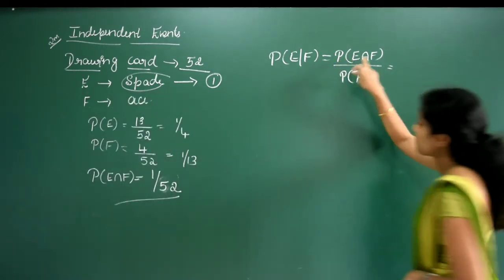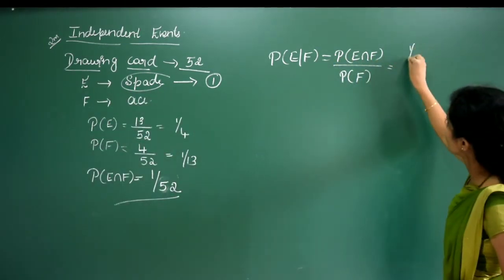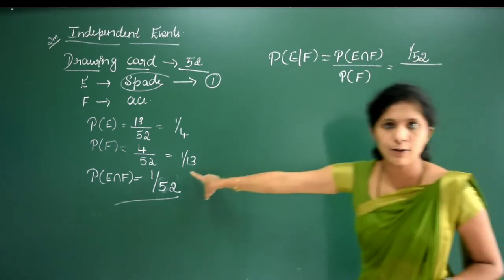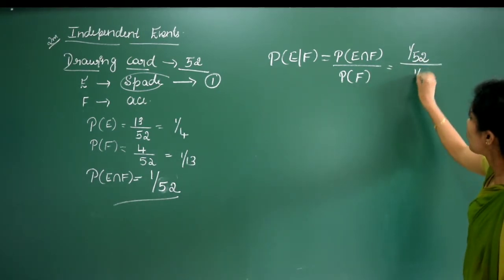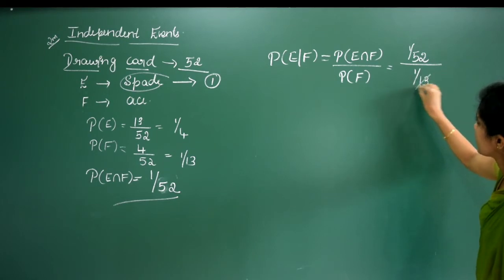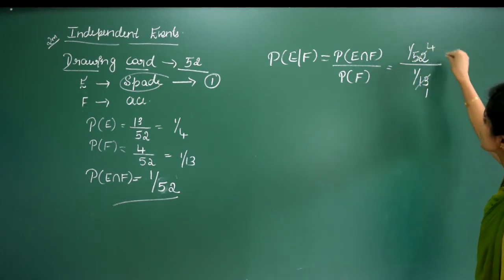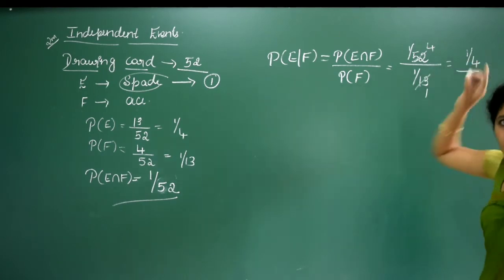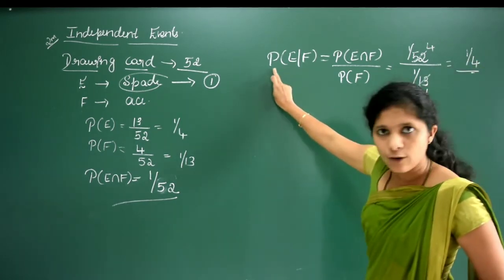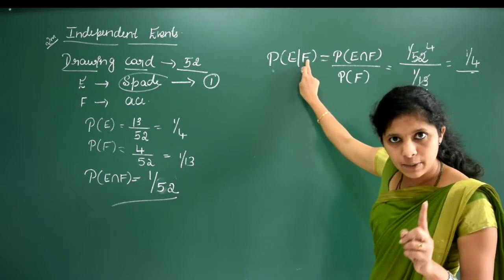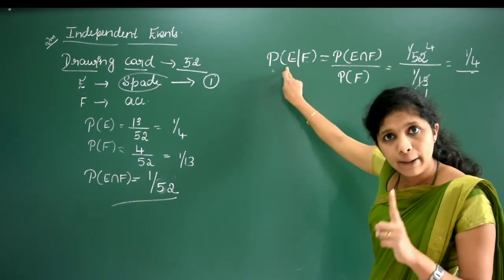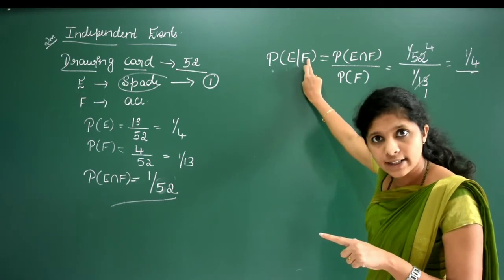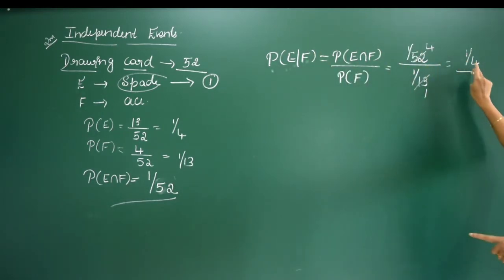We'll substitute: P of E intersection F is equal to 1 by 52 divided by, what is P of F? It will be equal to 4 by 52. So I can cancel 13 and 4, and this is equal to 1 by 4. Right? So here you have to observe that P of E by F is nothing but the conditional probability of the event E when F has already occurred, which is equal to 1 by 4.